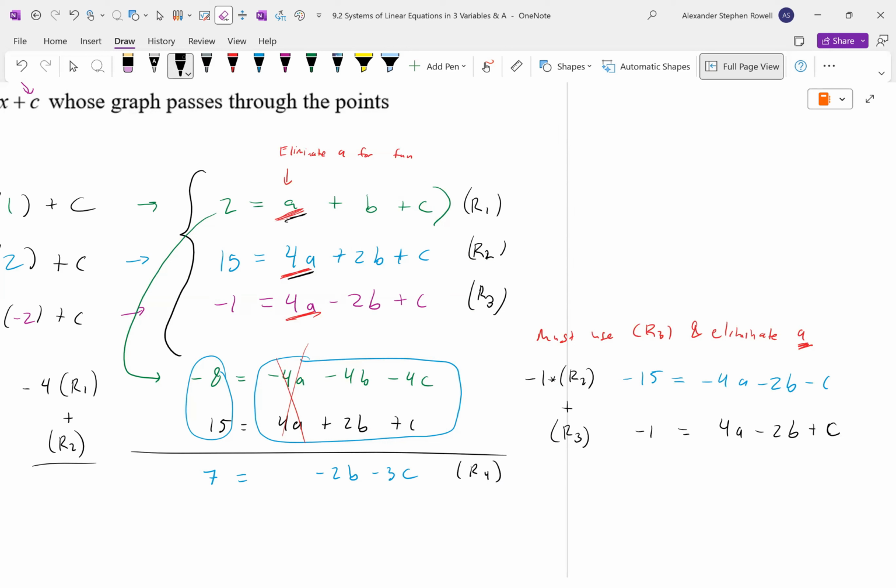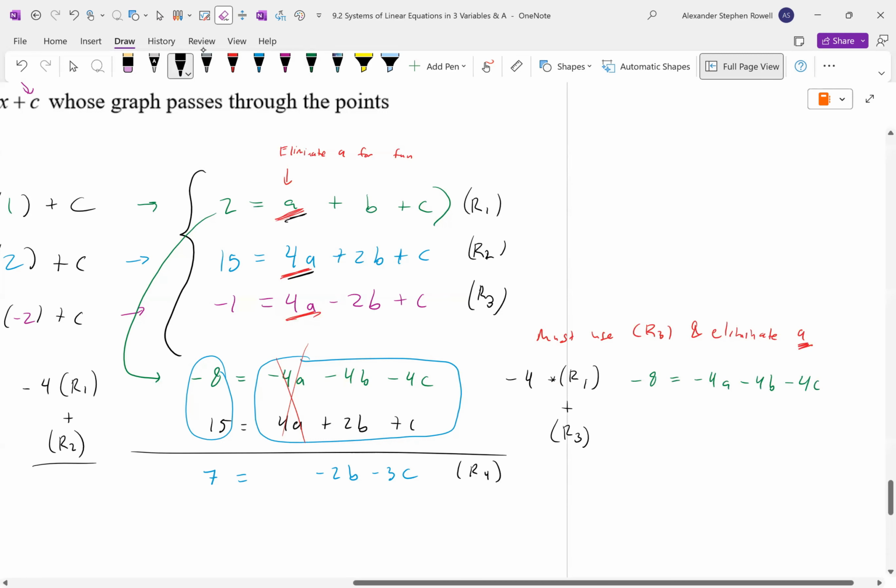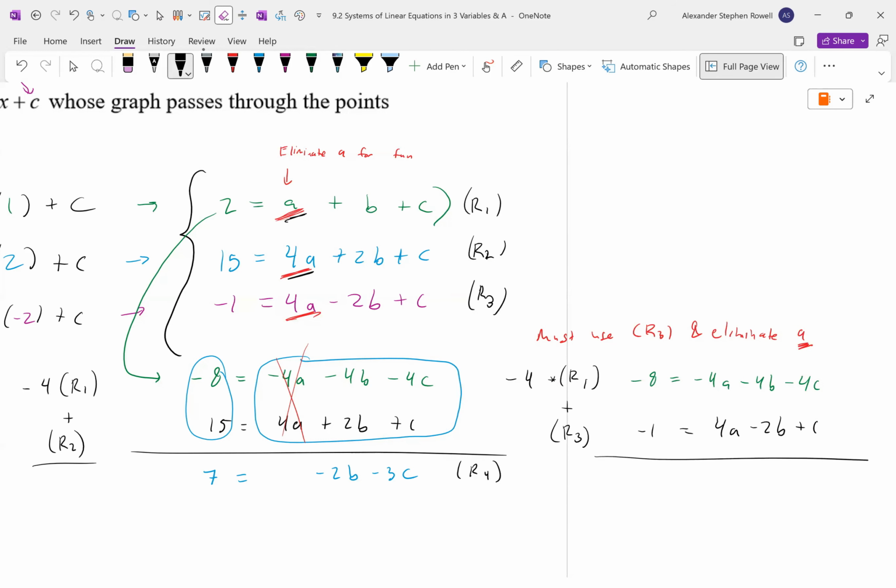I wanted to show you one where we don't eliminate 2 variables, because that's what we did last time. Let me try -4 times row 1. So -4 times row 1 would be -8 is equal to -4a minus 4b minus 4c. And row 3 is still -1 equals 4a minus 2b plus c. If we add these together, we get -8 plus -1 is -9. And here we eliminate just the a variable by design.